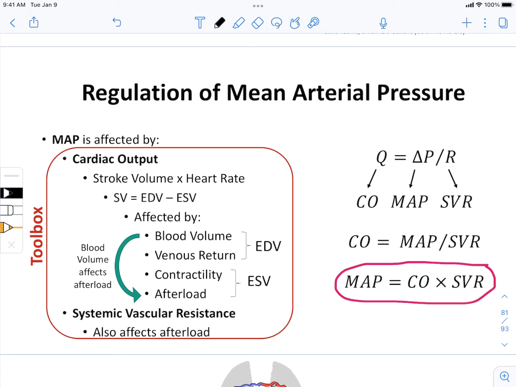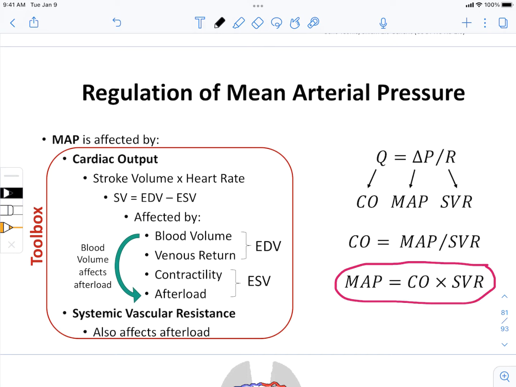Regulation of mean arterial pressure then is kind of a complicated dance of all the various factors that we've been talking about thus far. We need to regulate mean arterial pressure so that we can ensure adequate blood flow to vital organs. Without that pressure, we don't have a driving force. So we maintain homeostasis when it comes to blood pressure, mean arterial pressure.